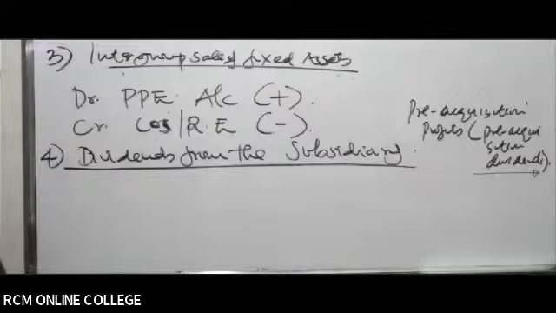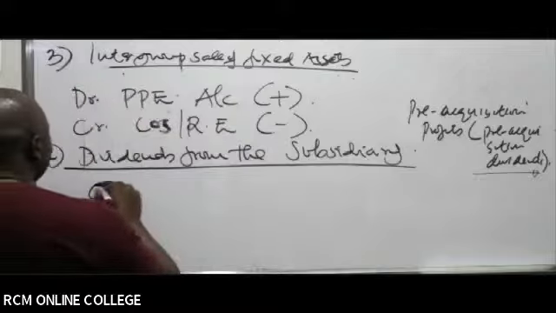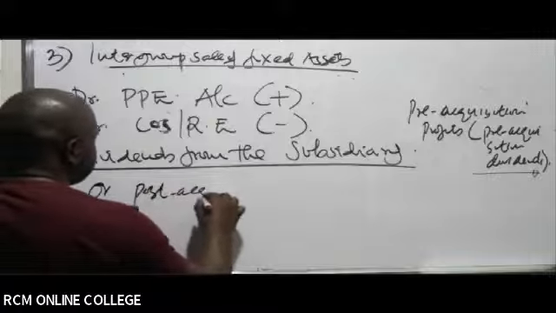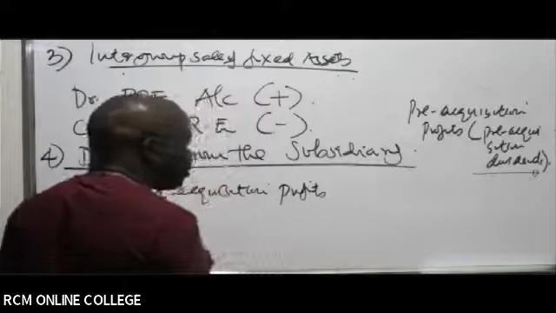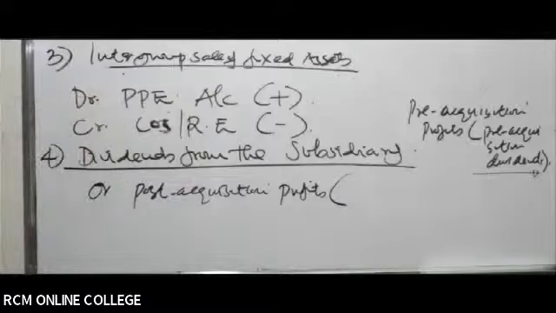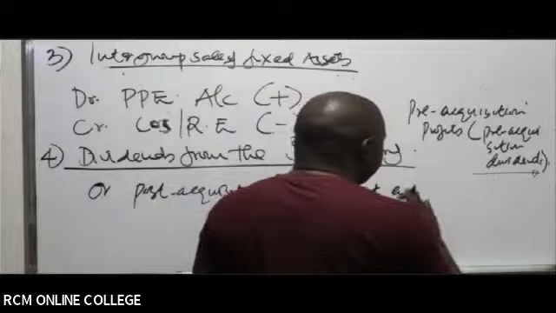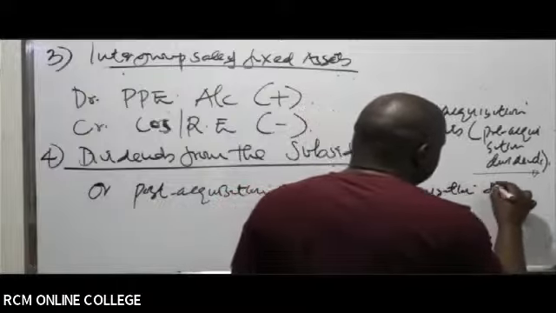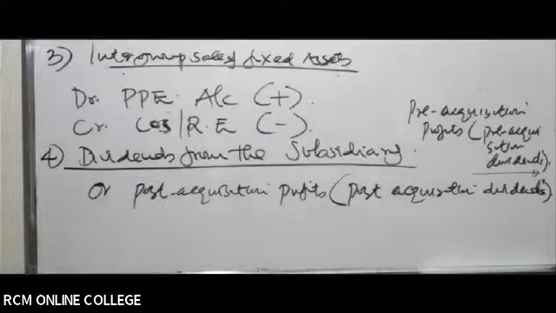It can be paid out of pre-acquisition profits or paid out of post-acquisition profits. So this is after the subsidiaries have been acquired. So you can write in brackets post-acquisition dividends. So we end up calling it post-acquisition dividends, full stop.